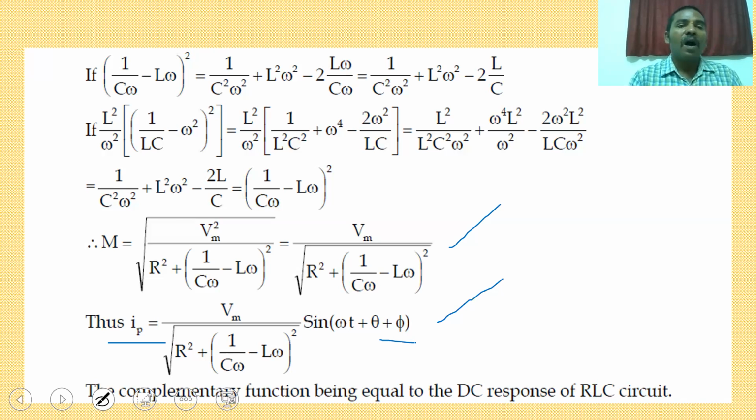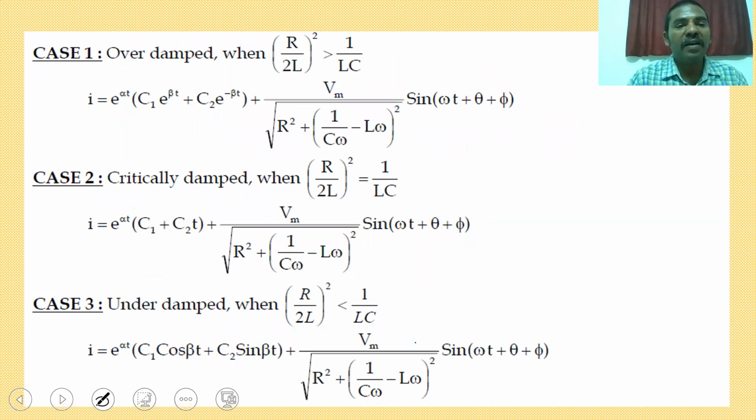After that, you go for the overdamped condition under the radical. We check that (R/2L)² must be greater than 1/LC, so you get negative real roots. For that you get the overall expression i equal to c1 e^(αt + βt) plus c2 e^(αt − βt), plus Vm by Z sin(ωt + θ + φ).